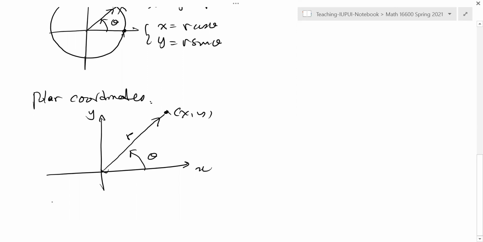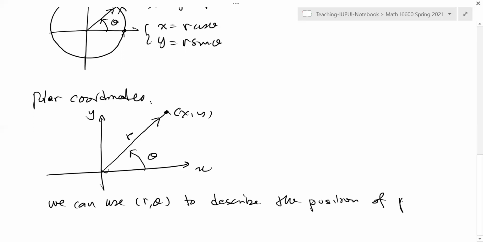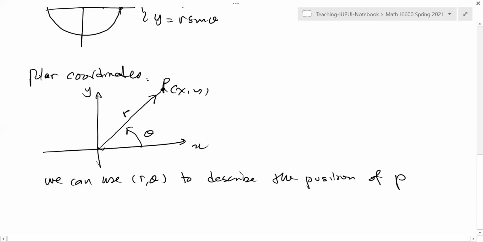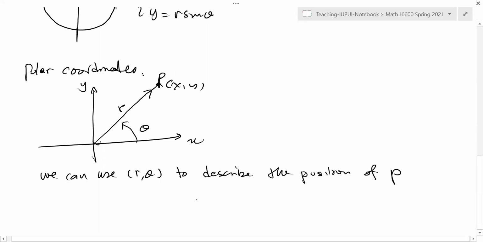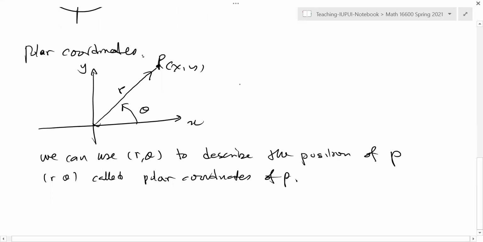So we can use r and theta to describe the position of the point P. So r and theta are called the polar coordinates of the point P. And the relationship is clear: x is r cosine theta, y equals r sine theta.